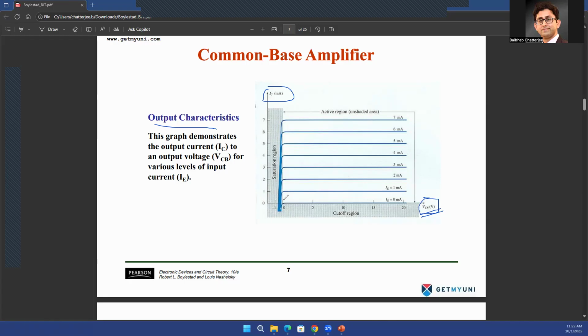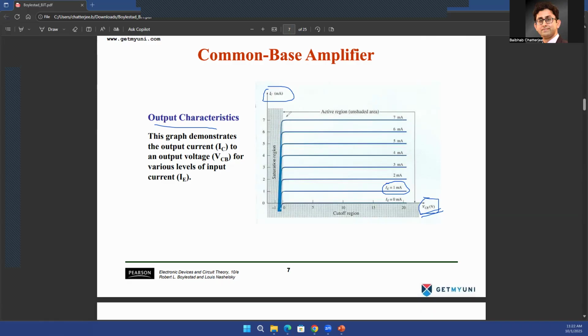And again, you'll see that for different amounts of input current, so IE equal to 0, 1, 2, 3, 4, 5, 6, and so on, and different input currents are created by different input voltages. So you can also think of these curves as being generated by different VBE voltages, base to emitter voltages. Depending on that, you'll see all these different curves.